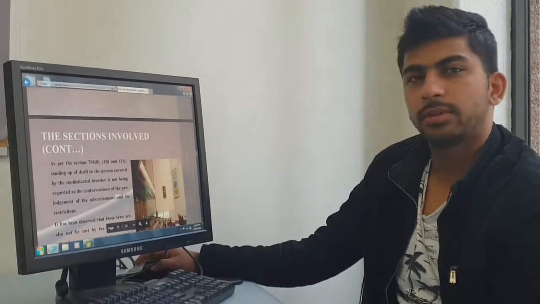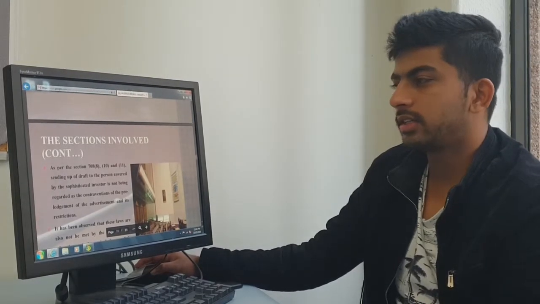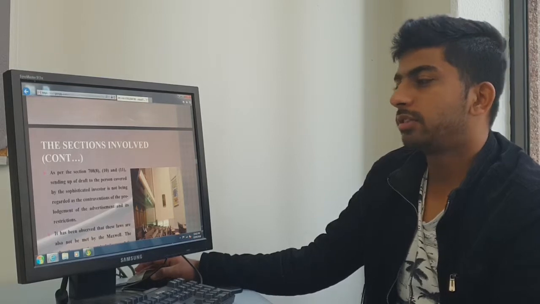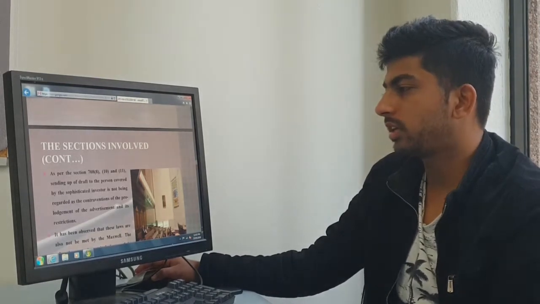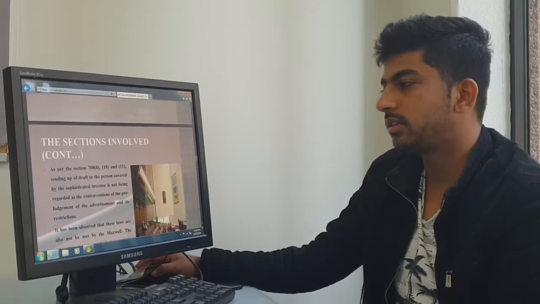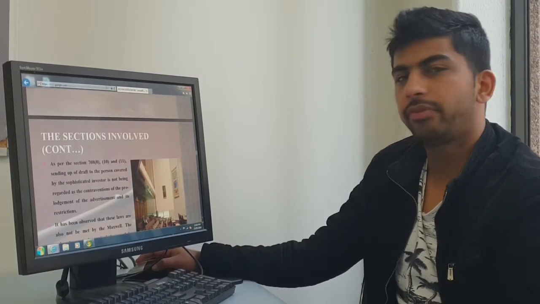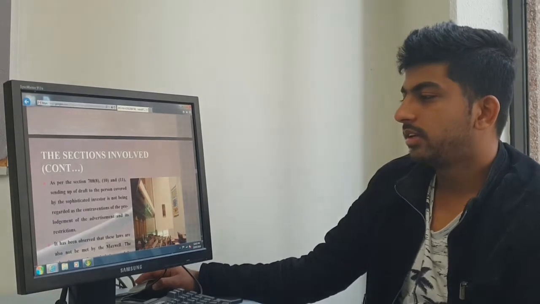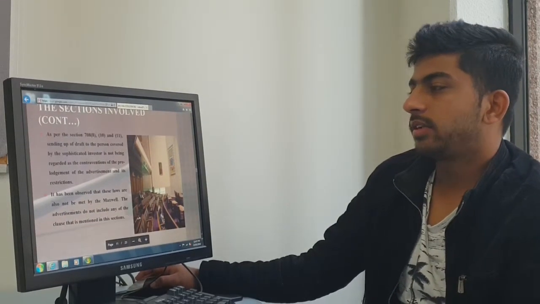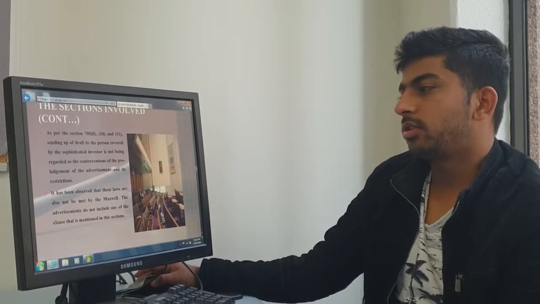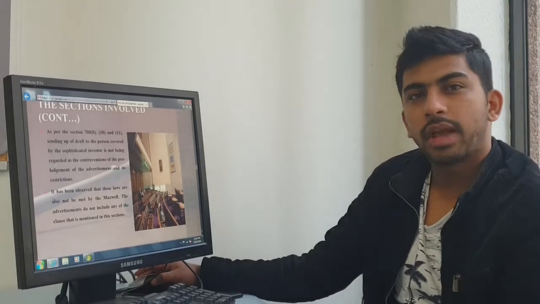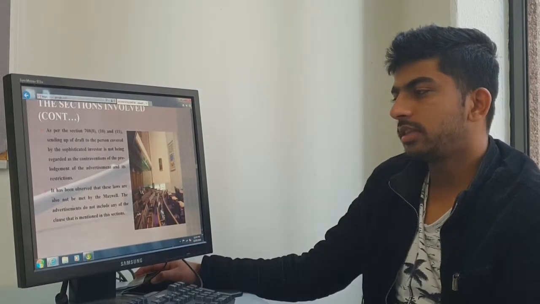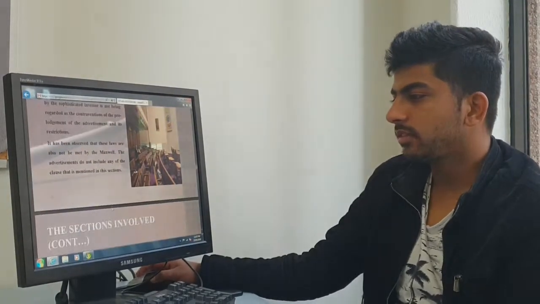In the same way, as per section 708 part 6, part 10 and part 11, sending of a draft to a person covered by a sophisticated investor is not regarded as a contravention of the pre-lodgement of the advertisement and its restriction. It has been observed that these laws are also not met by Maxwell. The advertisement does not include any of the clauses that are mentioned in this section.